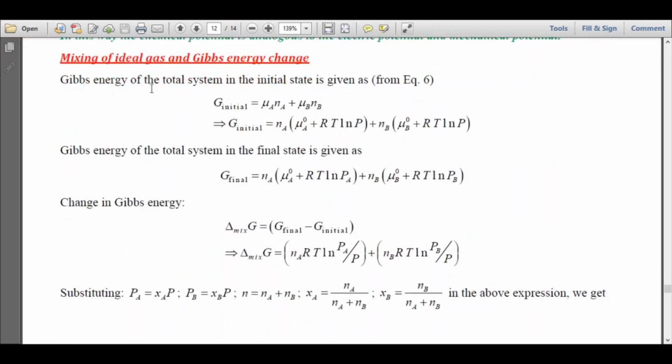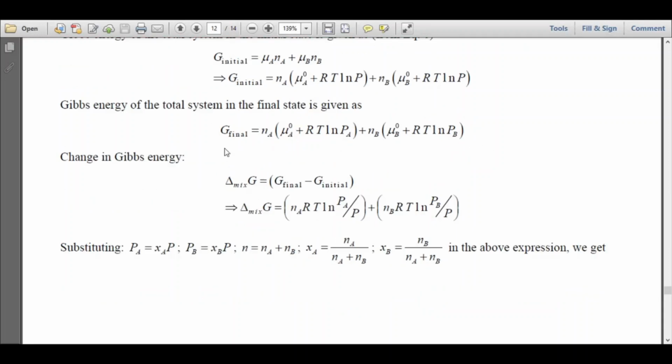Now we'll try to understand the mixing of ideal gases in terms of free energy change. So we have to find the free energy in the initial state and the free energy in the final state. From equation 6, we know the free energy for the initial state can be written as mu A Na plus mu B Nb. Now I will substitute the expressions for mu A, mu A0 plus RT ln P, and mu B0 plus RT ln P. Again, there is a division by P0. I am assuming that P0 is 1 bar, and this P is also expressed in bar or atmosphere. If P is expressed in different units, then I have to mention P0 as well.